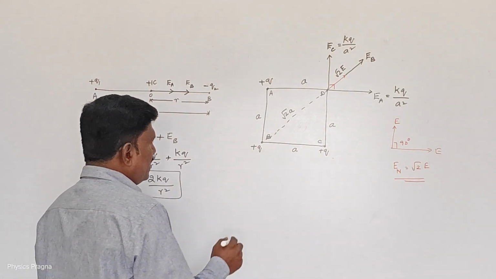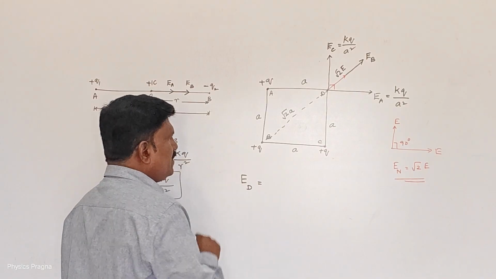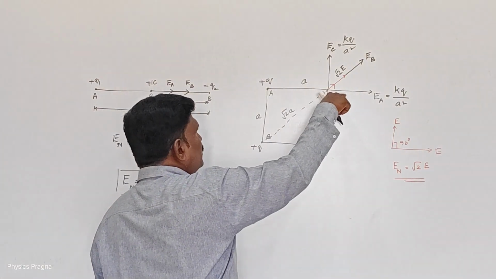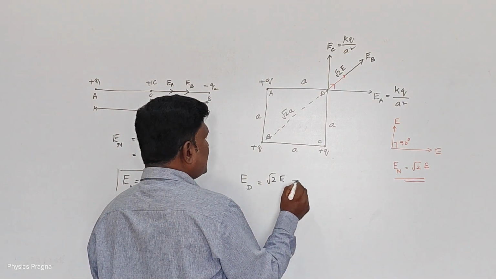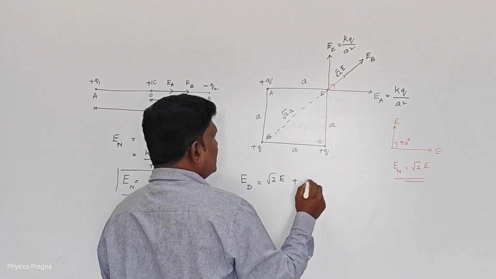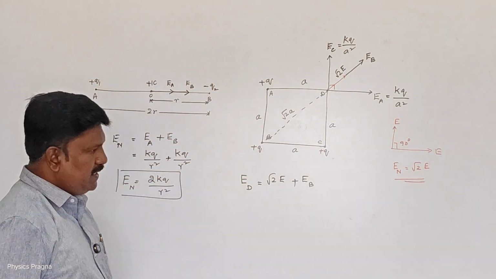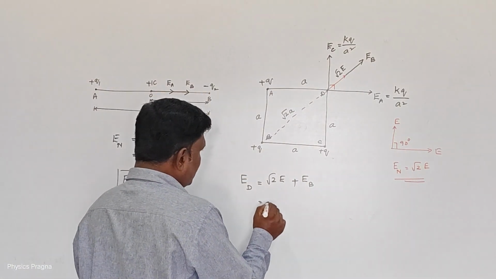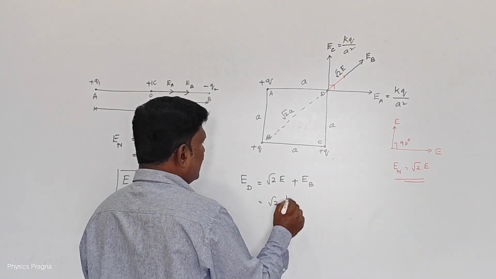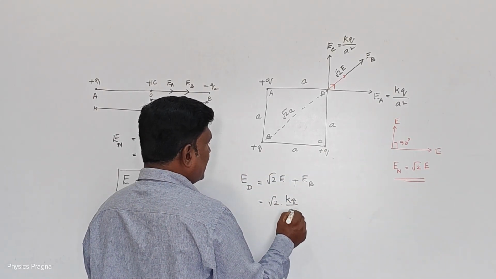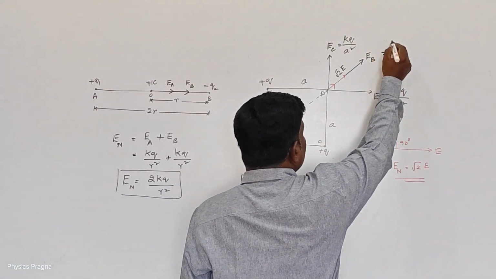So here the net electric field at D point is equal to these two added, so this is root 2E plus this is the electric field due to the presence of charge at B. So here root 2, what is the E value here? KQ by A square, plus EB.